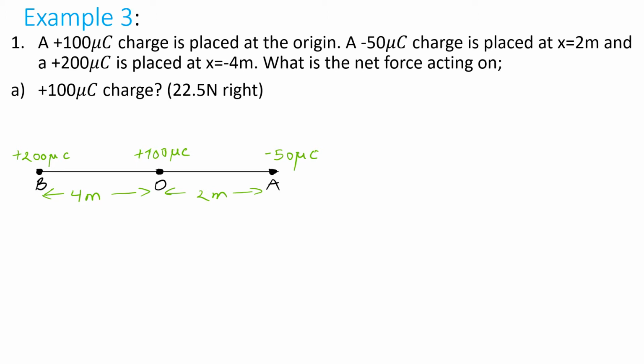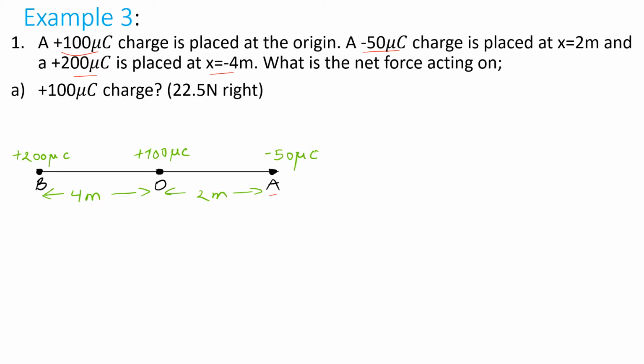Part A of the question says 100 microcoulomb charge. We have a diagram here. We are told that the 100 microcoulomb is placed at the origin. Origin is represented by O. The negative 50 microcoulomb charge is placed at a point 2 meters from O on the right, so it is denoted with A. And then the 200 microcoulomb charge is placed at a point on the left of the origin, but still on the x-axis, 4 meters. That is denoted with B.